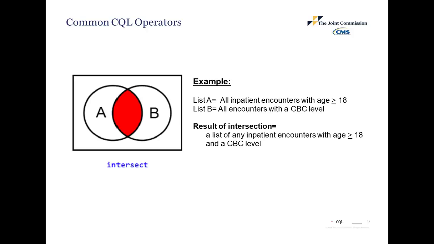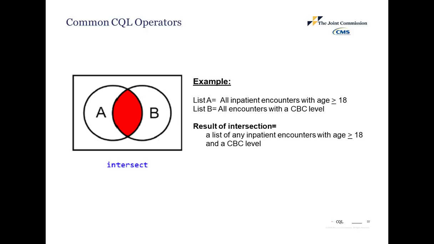Another common operator in CQL is intersect, which is only looking for the common elements between list A and list B. So in the diagram, the red depicts the shared elements between the two lists. So to add some context, let's look at the example.